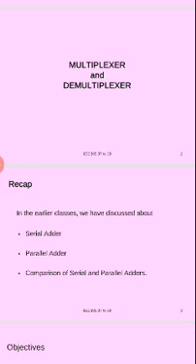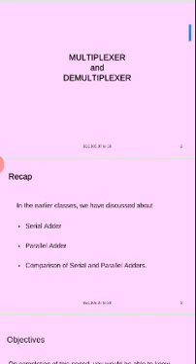Generally, how do we define multiplexing? The main concept of multiplexing is transmitting all signals over a single channel. That is called multiplexing, or a multiplexing technique.